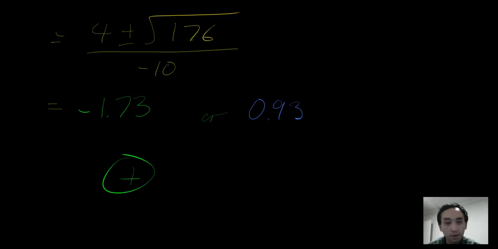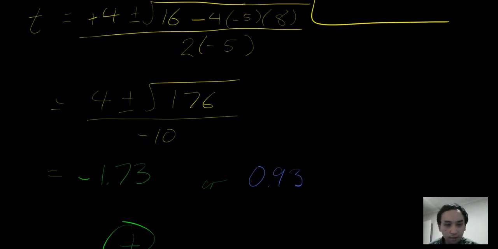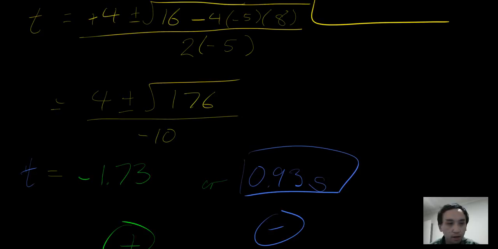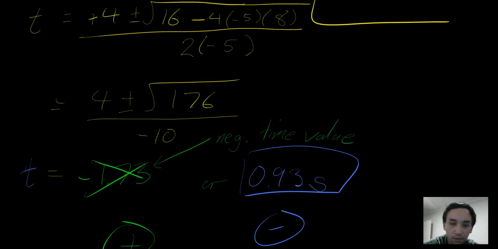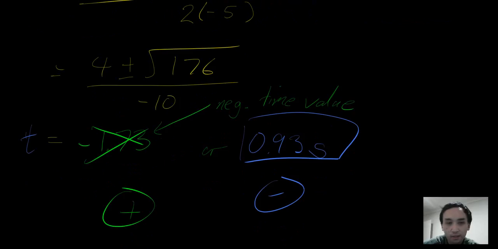So remember that what we're working out over here is time. Okay, so this was the negative case, but however, if you subtract the square root, you get a positive value of time. So this is what we want, and we don't want this over here because this is a negative time value. We're not going to deal with negative time in this physics course, so we're just going to ignore that over there. So we can say it takes about 0.93 seconds if we take gravity as negative 10 meters per second squared.